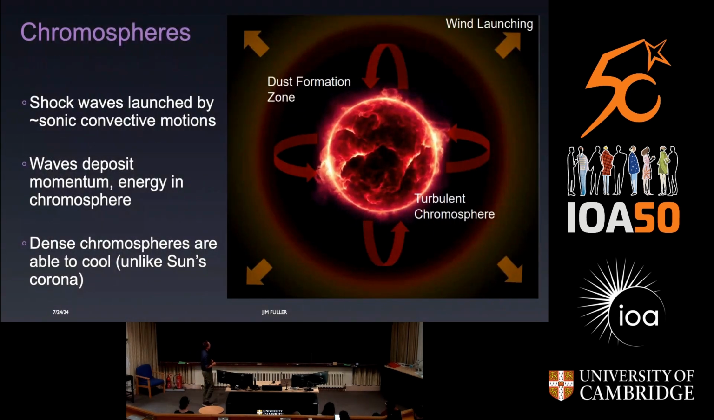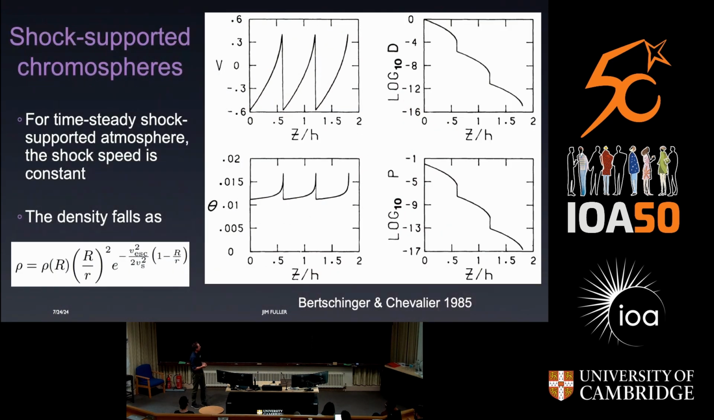I'm going to advance for red supergiants and try to come up with a simple model for how much mass is actually supported in this chromosphere and how that sets the mass loss rate of the star.